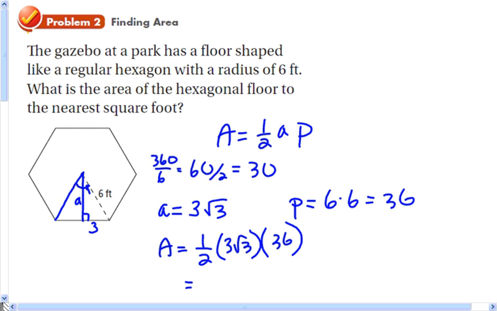And when I'm doing that, since multiplication is associative and commutative, I can multiply it in any order I want. So I'm going to multiply 1/2 times 36 is 18 times 3 is 54 times the square root of 3. And since it says round to the nearest square foot, I'm just going to round that to, I think it comes out to about 93. You could check that. Maybe it's 94, I'm not sure, but somewhere around it. All right. I'll let you try that.